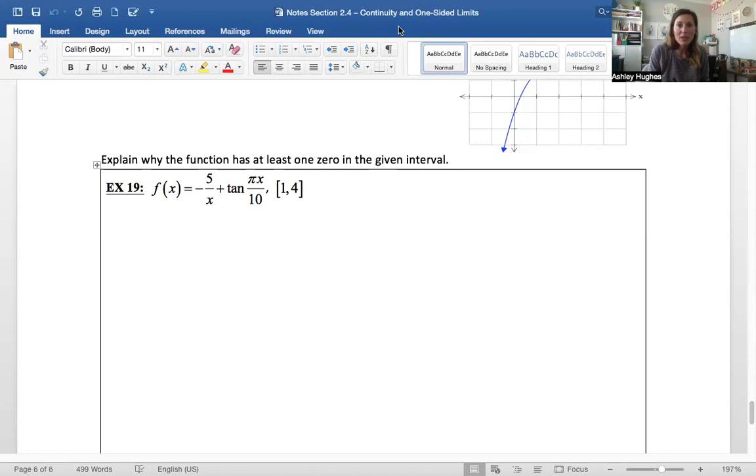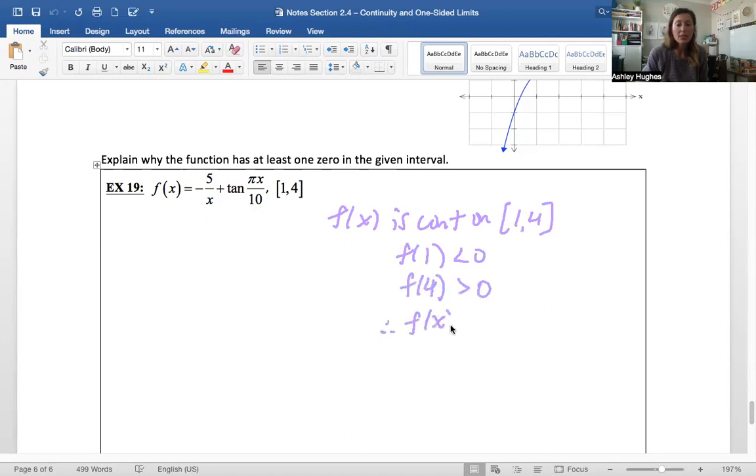So let's go back. I gotta erase my stuff, but basically, you would say f of x is continuous on [1, 4]. And then we showed that f of 1 was less than 0 and f of 4 was greater than 0. Therefore, f of x must equal 0 on the interval [1, 4] by the intermediate value theorem. So this is kind of a script for you. Every time you say f of x is continuous, you show it's less than, you show it's greater than, you say therefore it must equal 0 by the intermediate value theorem. Because intermediate, I forgot to talk about that, intermediate means in between. So it passes through all the in-between values between the value f of 1 and f of 4.